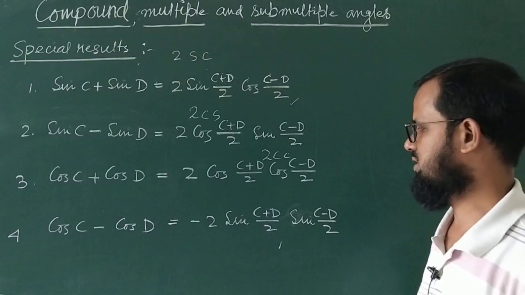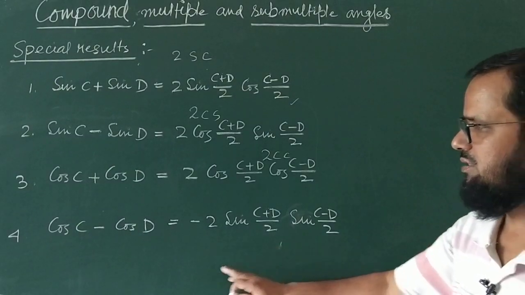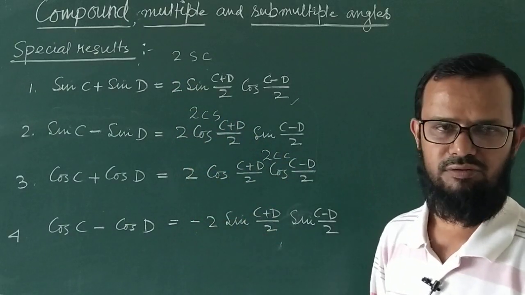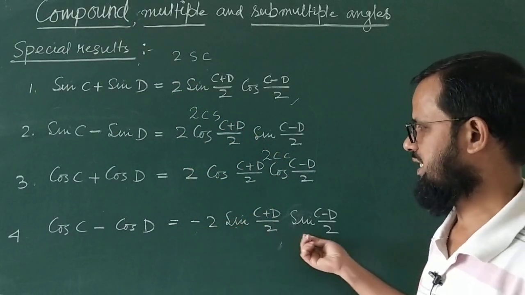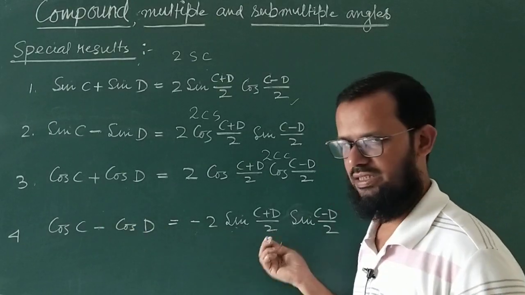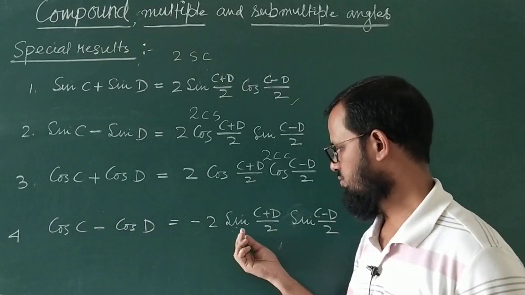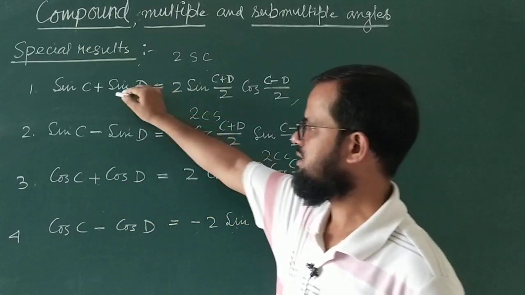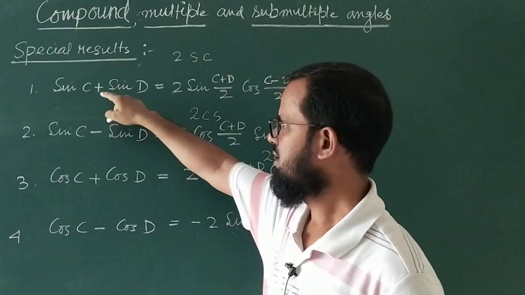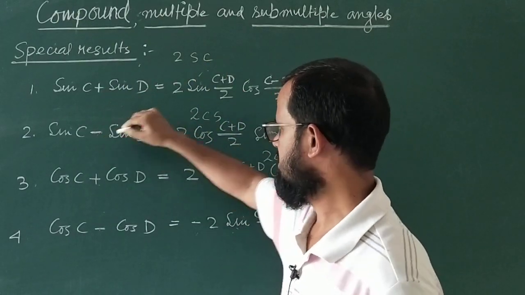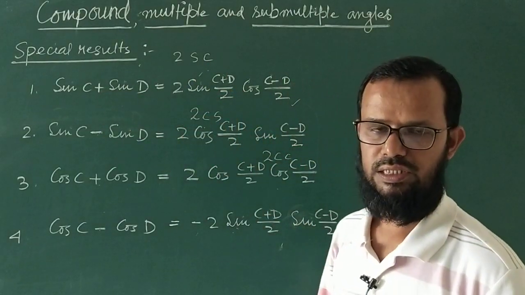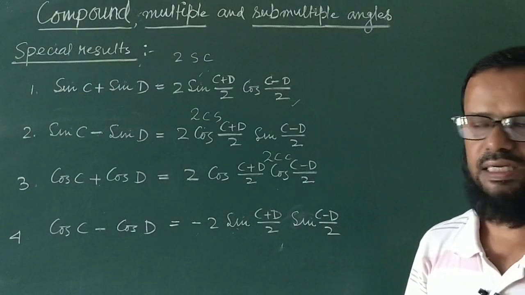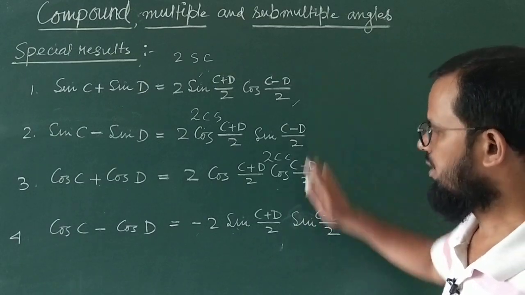And the last one is cos C minus cos D. In every plus term there is a positive sign, and here a negative sign will come, and both remaining are sin. How to remember? If it is minus, both are sin; if it is plus, both are cos. And for the sin-cos case, if plus is there, it starts with sin; if minus is there, it starts with cos. You have to develop this technique. If you develop that technique, then definitely you will remember these results.